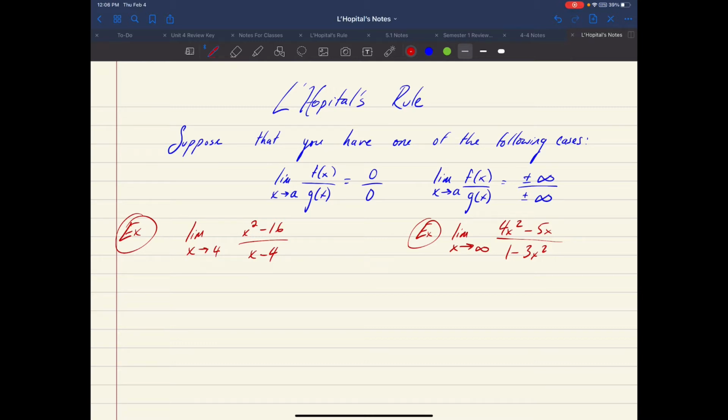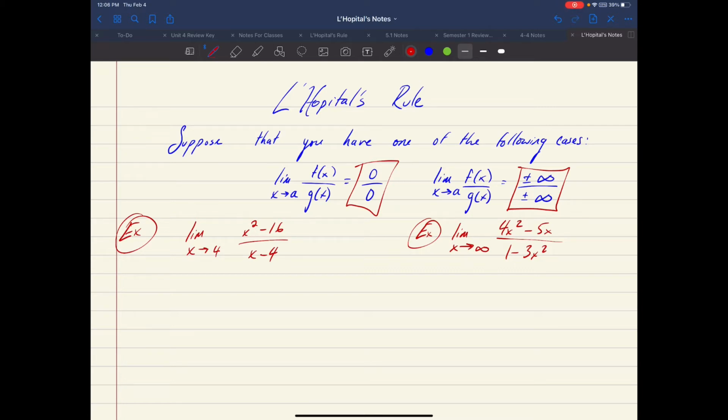So it says here, suppose that you have one of the following cases. And then it gives you a limit, f of x over g of x as x goes to a. And we get an indeterminate form of 0 over 0, or the indeterminate form infinity, any combination of plus or minus infinity over plus or minus infinity. So if you get one of those cases, if you get an indeterminate form, and there are actually more indeterminate forms, but these are the most common, the ones that we'll work with today. If you get one of those, then you can use L'Hopital's rule to find that limit.